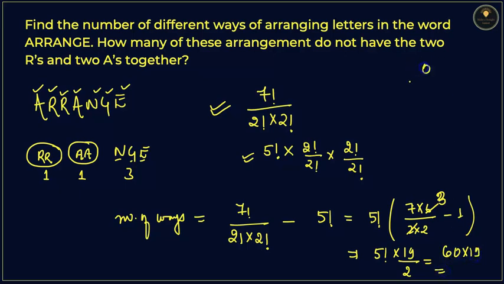And let's multiply 60 and 19. So 6 multiplied with 19, you will get the value as 114, so 60 times 19 is 1140. So the correct answer that you will get is equal to 1140.